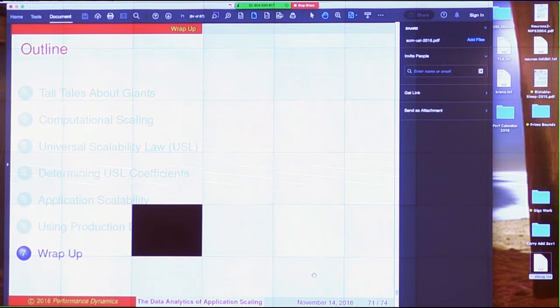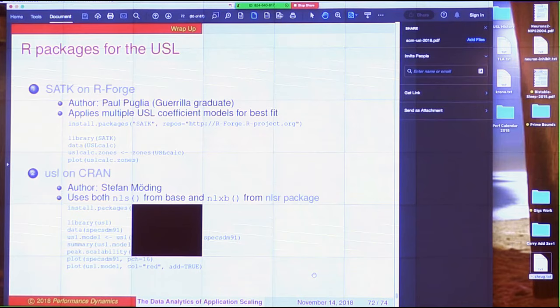Just to finish off, there are some enterprising people who've come to my classes who've gone off and produced packages in R that do quite sophisticated stuff with the USL. These are a couple of them. One of them is out on CRAN, the other one's on R-Forge. They do automatic comparisons between different kinds of scalability parameters, adjust them for sensitivity and so forth, which I would normally just do manually myself. But if you were doing a lot of these things across production data, as I've just been showing you, then this might be the way to go.